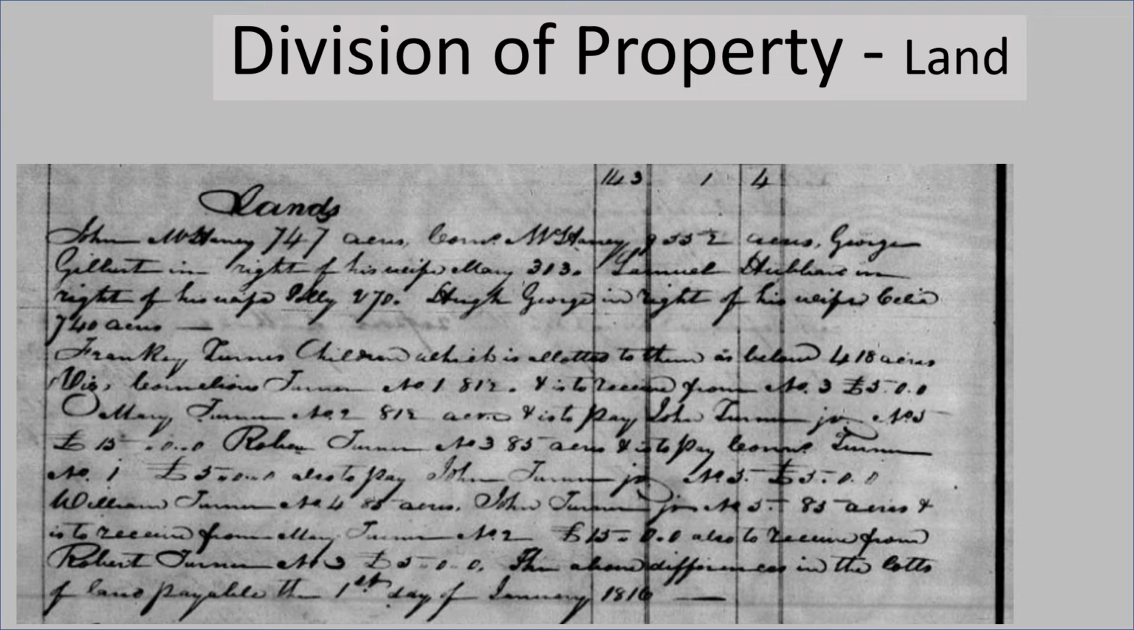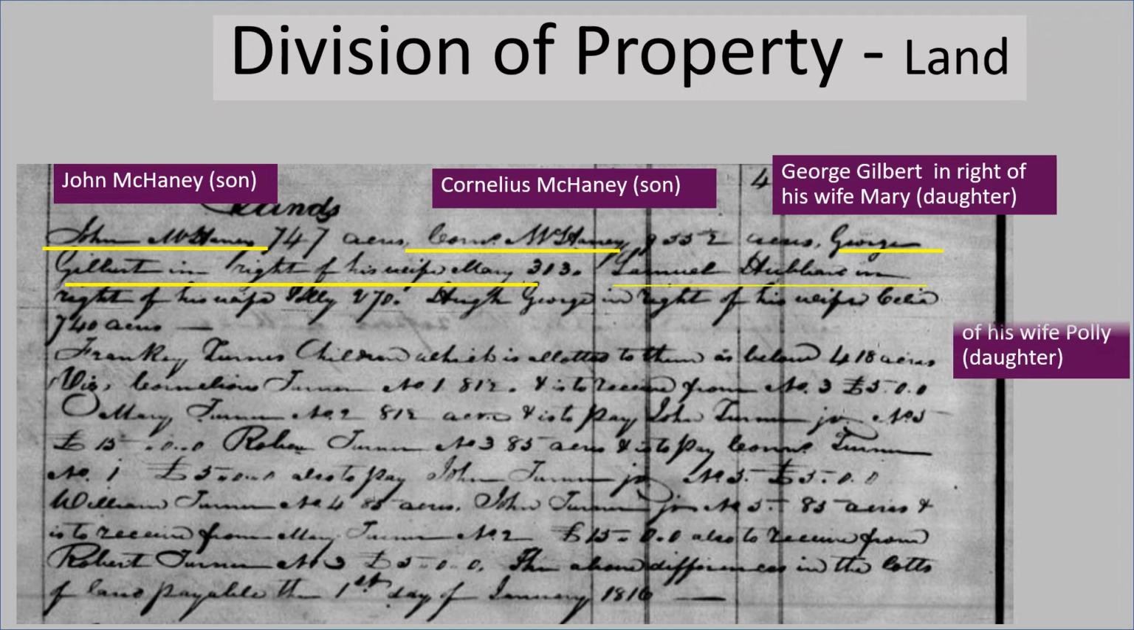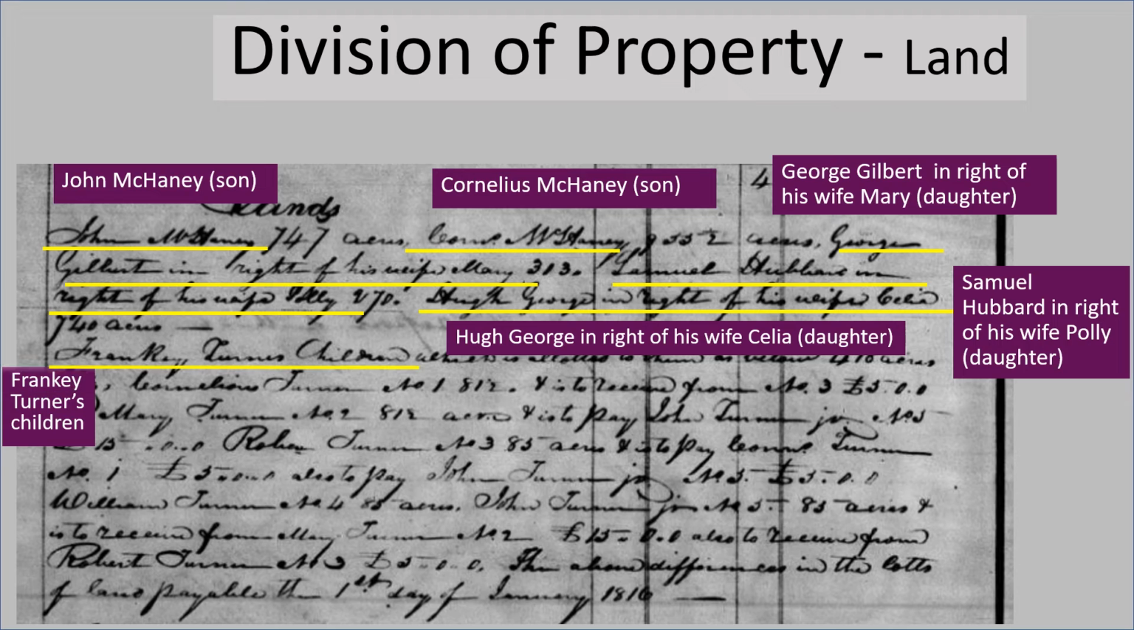This next section is the dividing up of Cornelius McKinney's land. Each of his children are listed along with the amount of acres they are receiving: John, Cornelius, Mary, Polly, Celia, and Frankie McKinney. Since Frankie is deceased, her children are also listed: Cornelius, Mary, John, Robert, and William Turner.